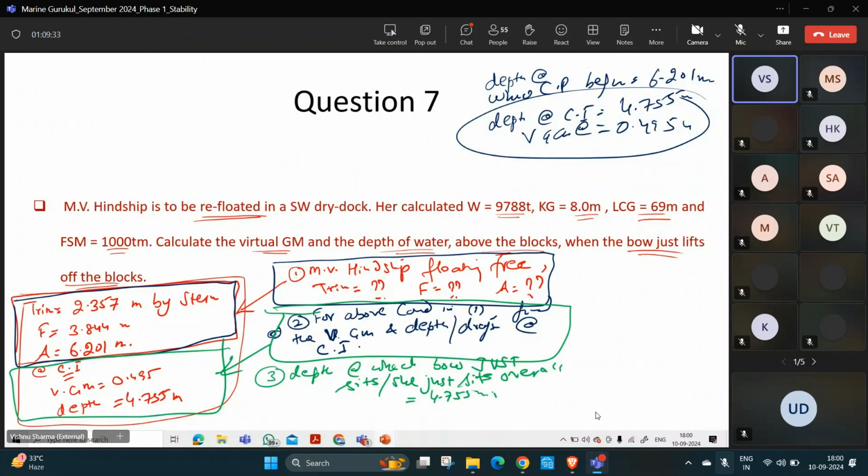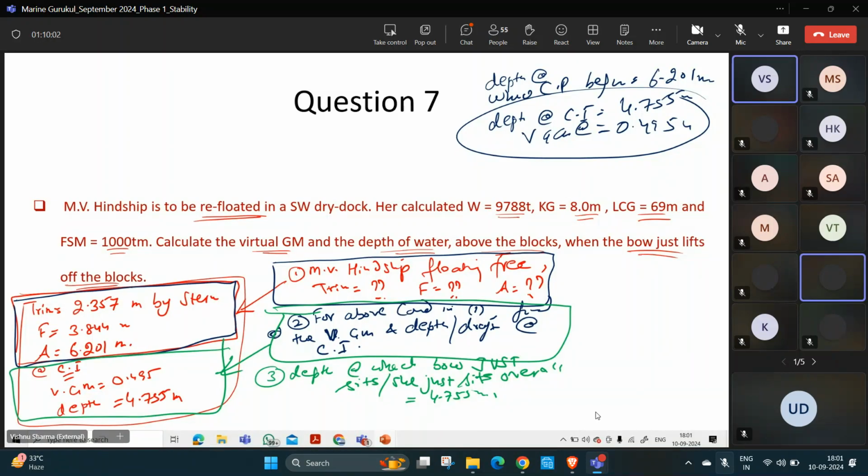What is the virtual GM at that time? 0.495 meters. So that means when the depth reaches 4.755 meters, the bow will be the last thing to sit, or the entire ship will sit. So guys, tell me, if the bow just sits at 4.755 meters and now the depth goes to 4 meters, is the ship outside the critical period or within the critical period?